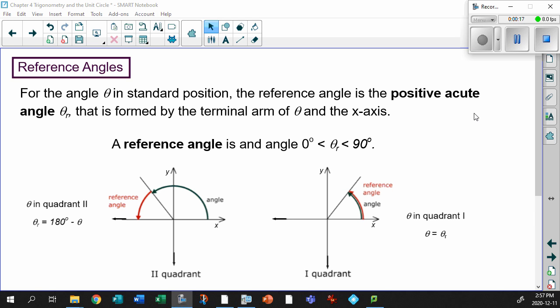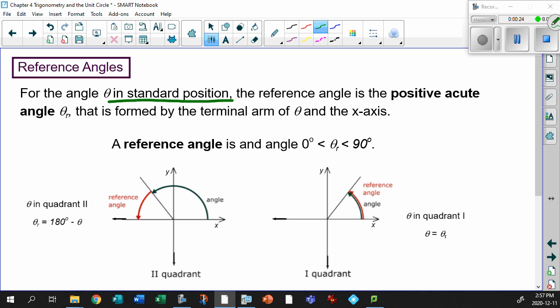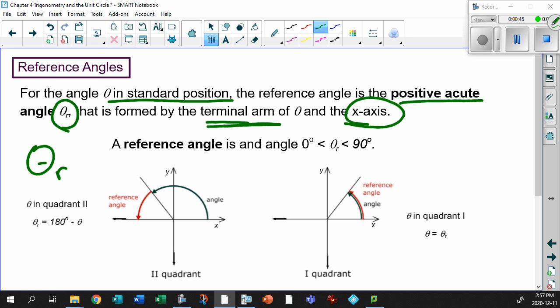Because a reference angle, here's the big long definition for it, is the angle in standard position. That's one of the reasons why we have to learn standard position. It has to be positive and it has to be acute, so it's got to be less than 90 degrees. We even give it its own symbol: theta r, reference. But here's the important thing: it's formed by the terminal arm and the x-axis. Now that's the important part.